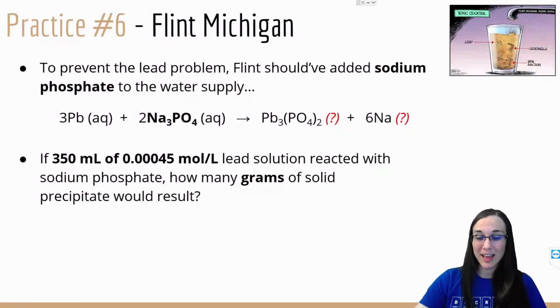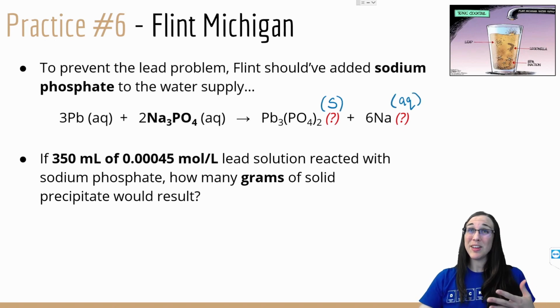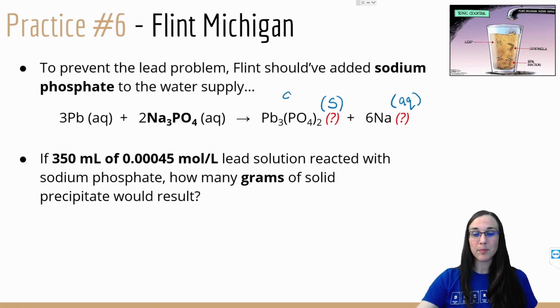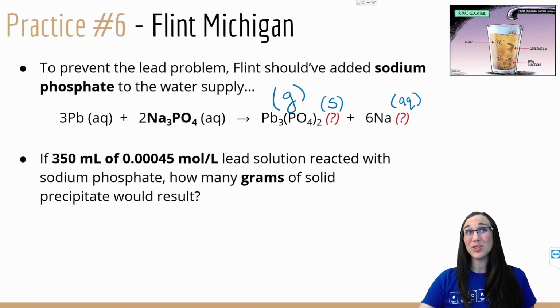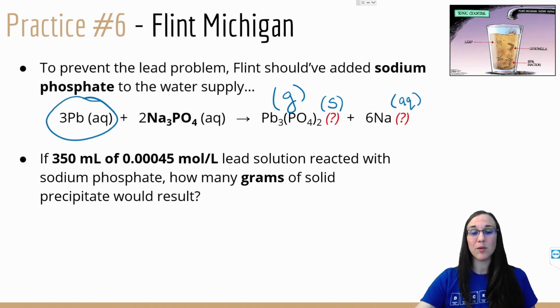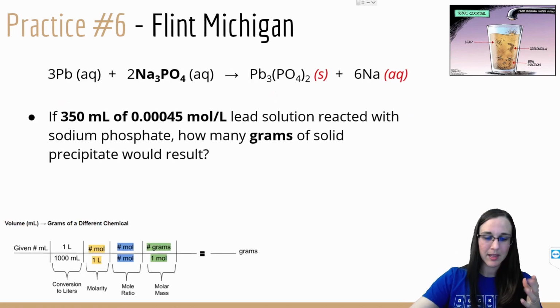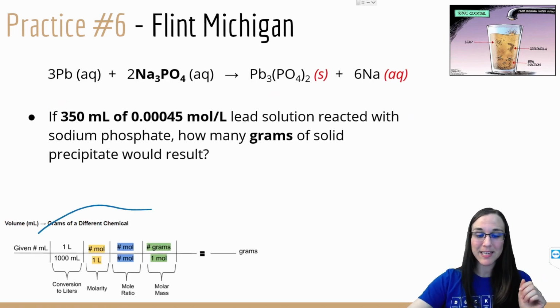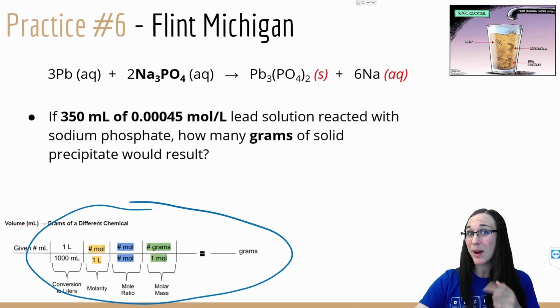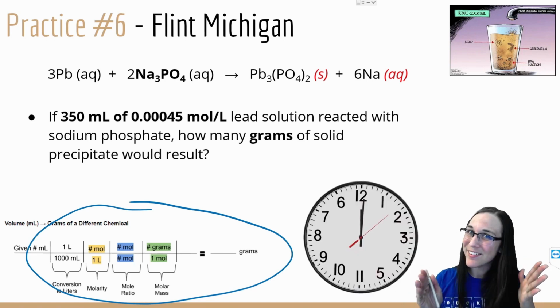Now that we know that our lead phosphate is our solid precipitate, and sodium would still be in solution as aqueous, let's figure out how many grams of this solid precipitate would come out of the solution if we had 350 milliliters of 0.00045 molar lead solution here reacted with the sodium phosphate here. Given my hint of the setup down here, see if you can figure out this practice question on your own first before I give you the answer. Ready, go!